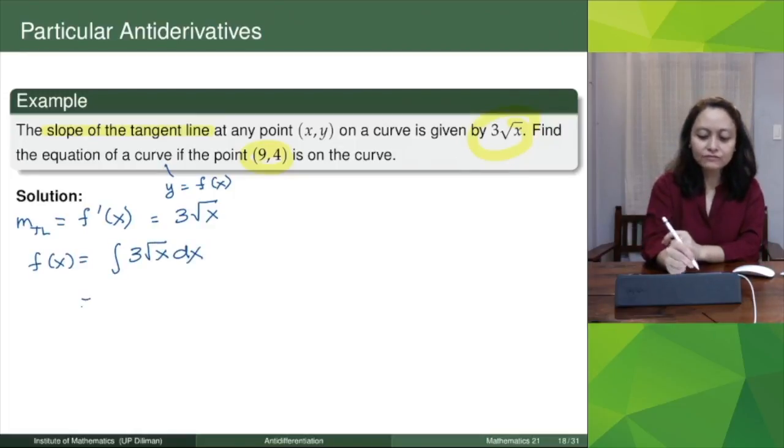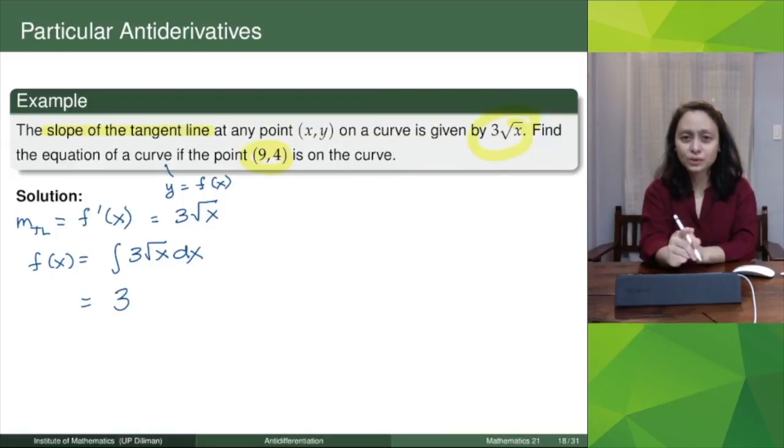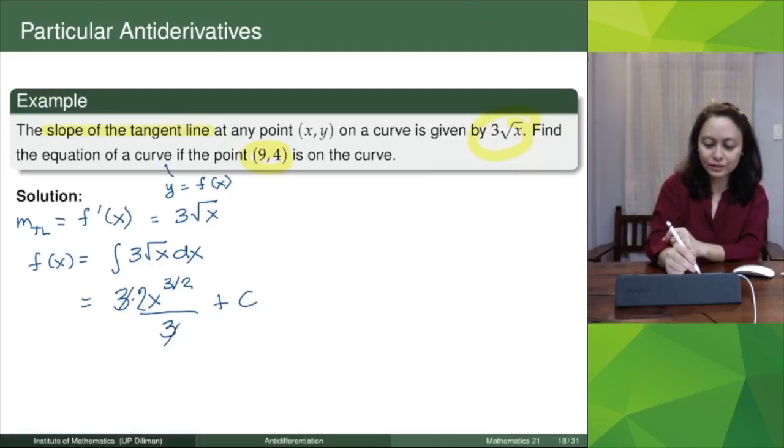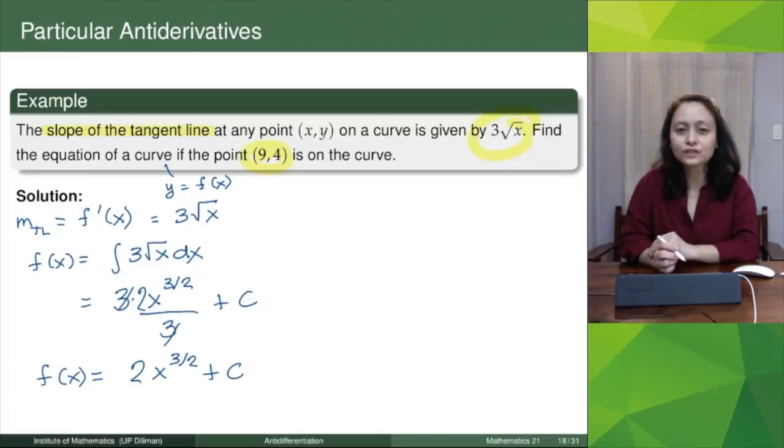Okay? You have 3x raised to 1 half. So, antiderivative of x to the 1 half plus 1 is 3 halves. So, 1 half plus 1, 3 halves, all over 3 halves plus c. So, we cancel natin to. F of x is equal to 2x raised to 3 halves plus c. Okay, so this is the parang general antiderivative. Okay. So, next, we have to solve for c.